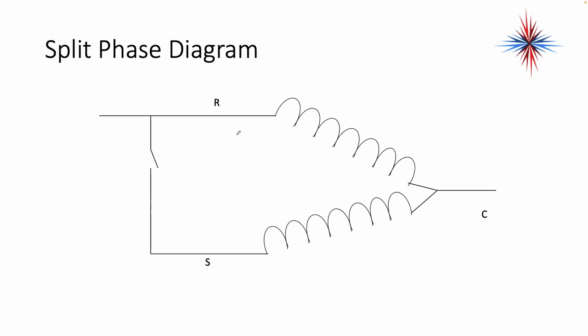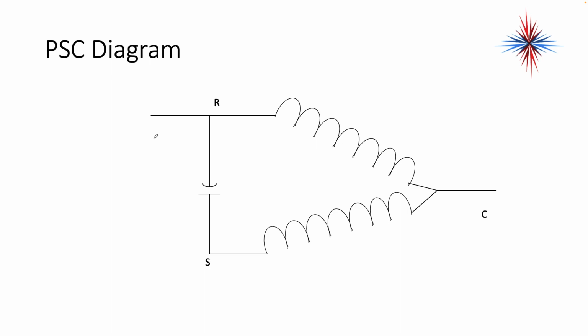Split phase diagram, again, no capacitors. Single switch to take the start winding out of the circuit. Split phase is the motor with the start winding that does not get constant current. PSC, we have a run cap wired in series with the start winding, gets constant current.